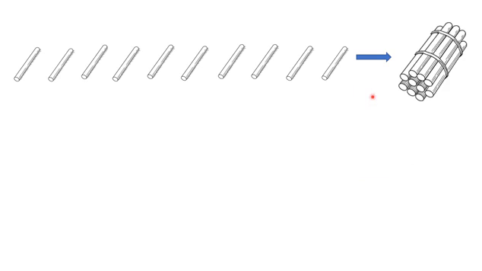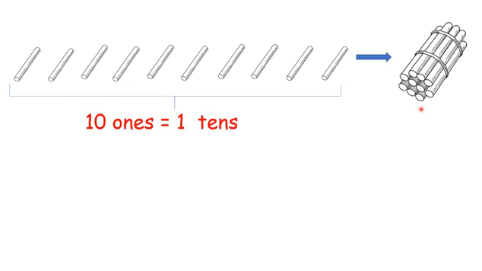All these 10 sticks, I will tie together into one big bundle, which looks like this. Now, this is one big bundle of 10 sticks together. I have tied them up. When we bundle these 10 sticks, these are called 10 ones. I have bundled all these 10 ones together, and this becomes 1 ten.